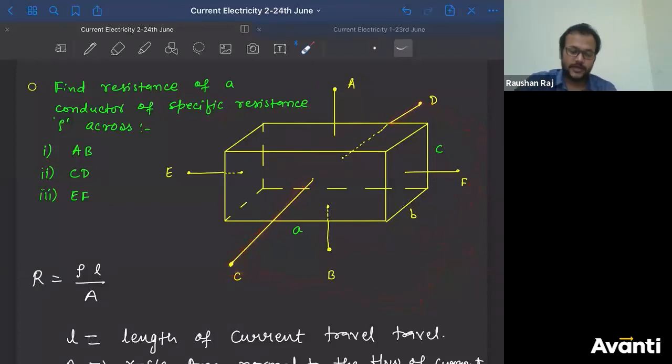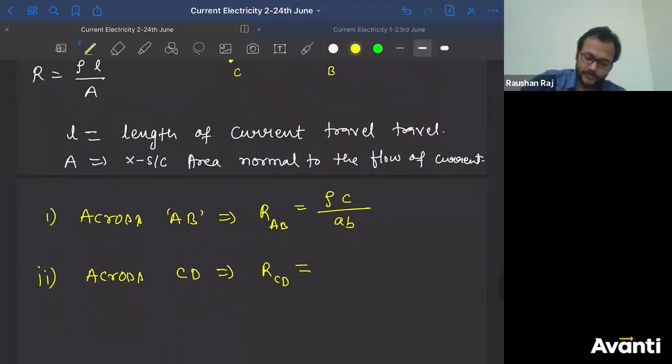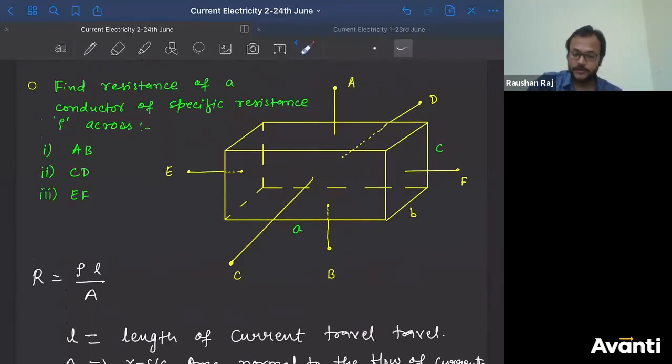Okay? So current will flow in this direction, like this. So what will be the length of current travel? B, right? B will be the length of current travel. So rho into B divided by what is the cross section area which is normal to the current flow.